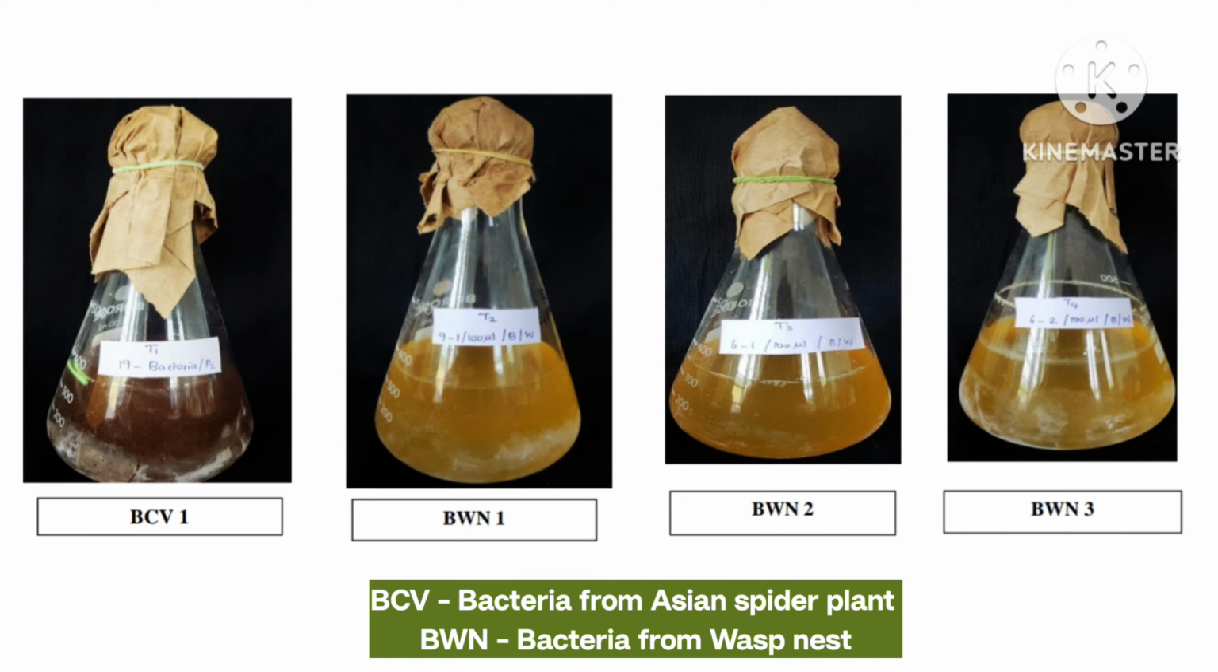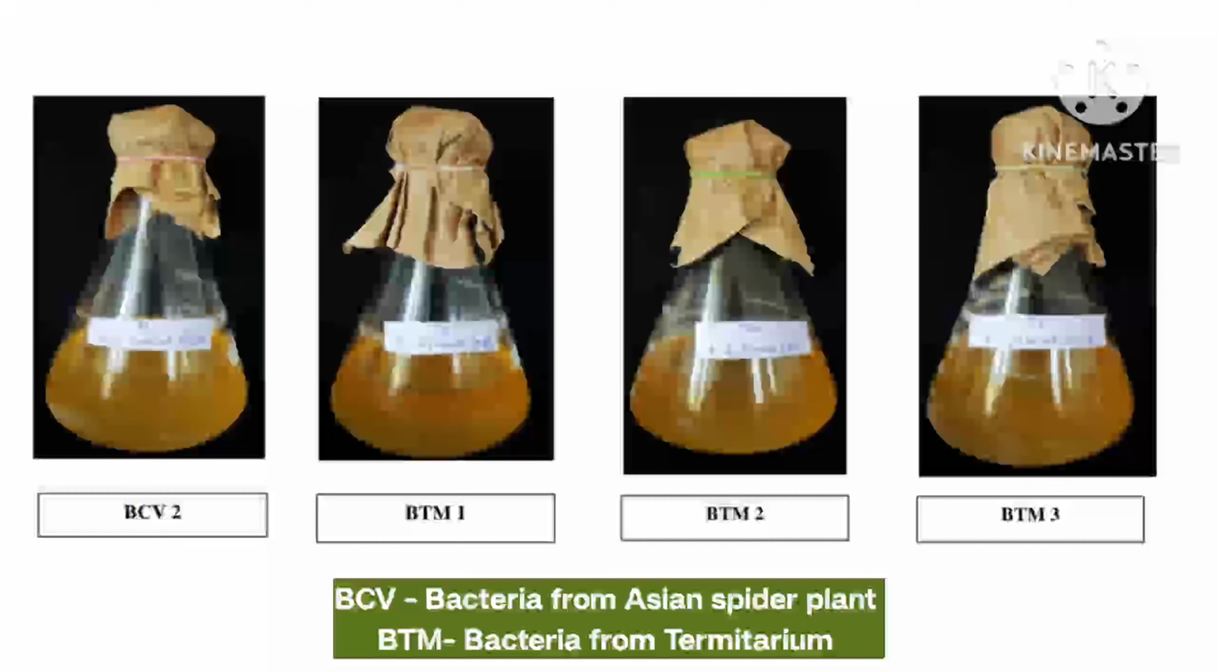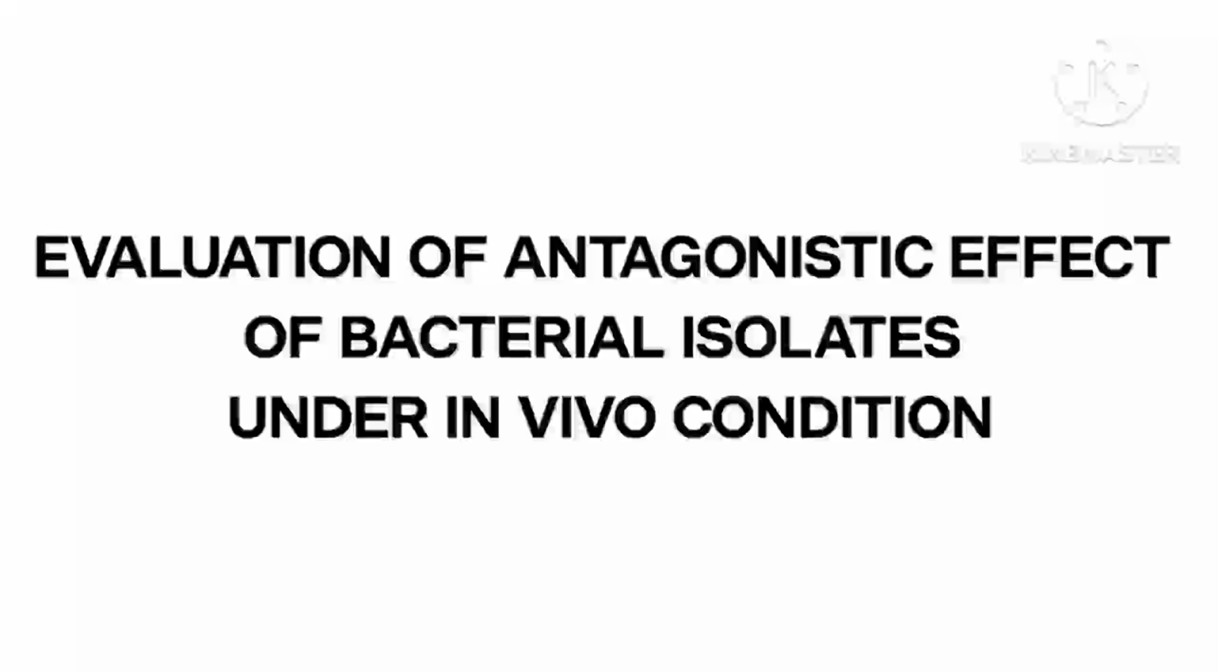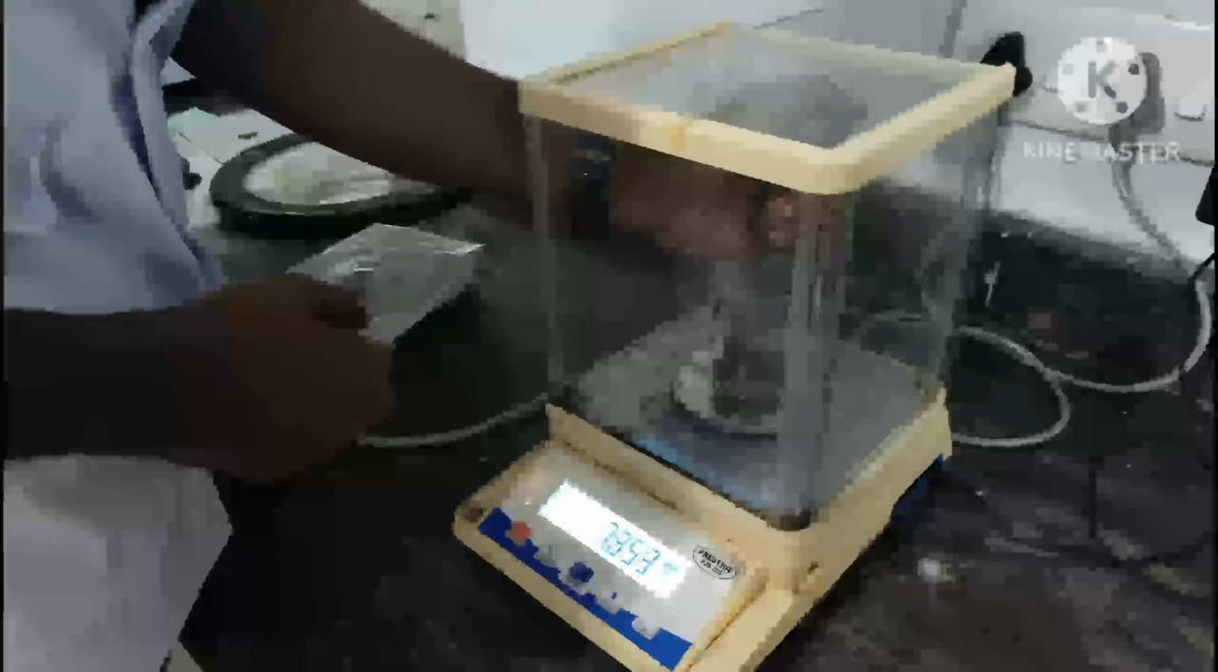Broths inoculated with bacterial isolates from Asian spider plant and wasp nest sample. Broths inoculated with bacteria from Asian spider plant and termitarium sample. Evaluation of antagonistic effect of bacterial isolates under in vivo condition.